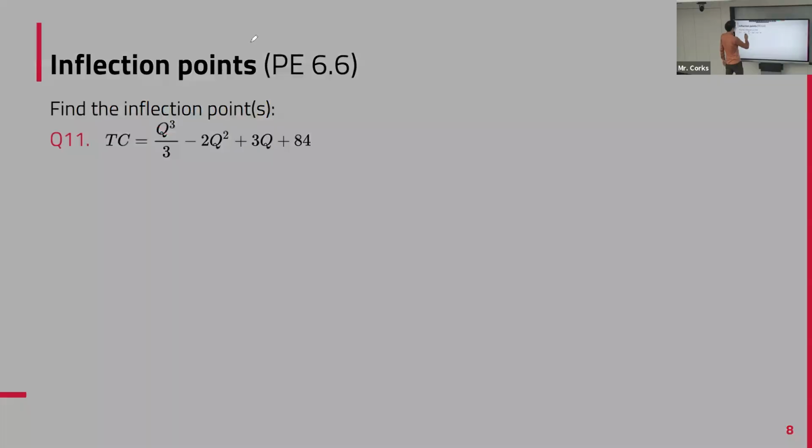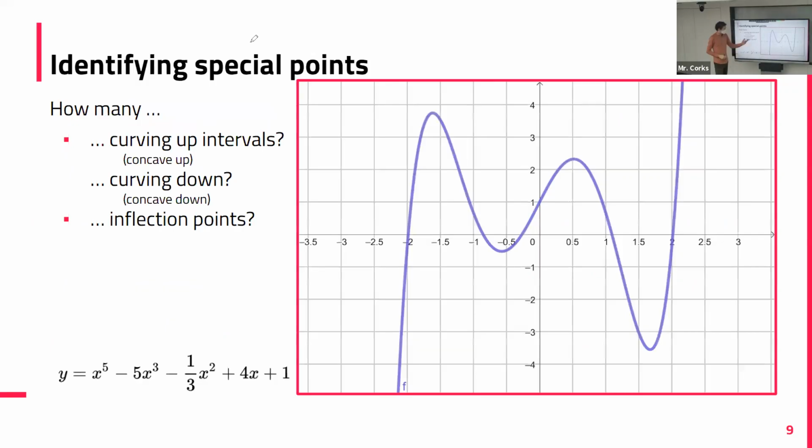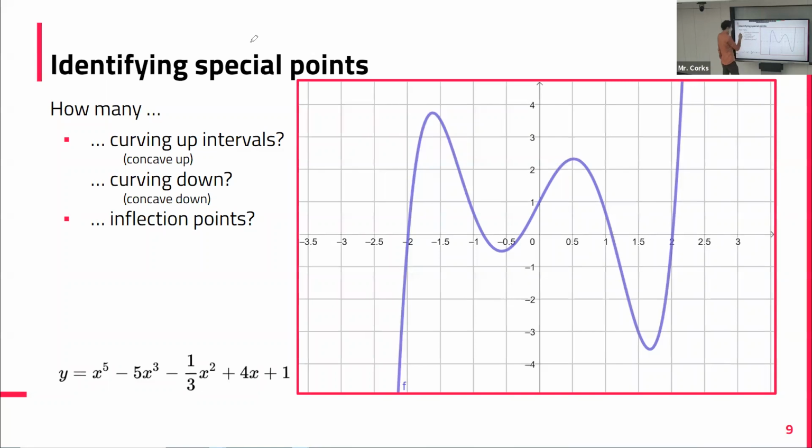All right, so let's do that again here. Same example I showed you last time, but show me that you remember. How many curving up and down intervals and how many inflection points can you see here? All right, 2 up, 2 down, total 4. And then 3 inflection points. Tell me approximately where the inflection points are.